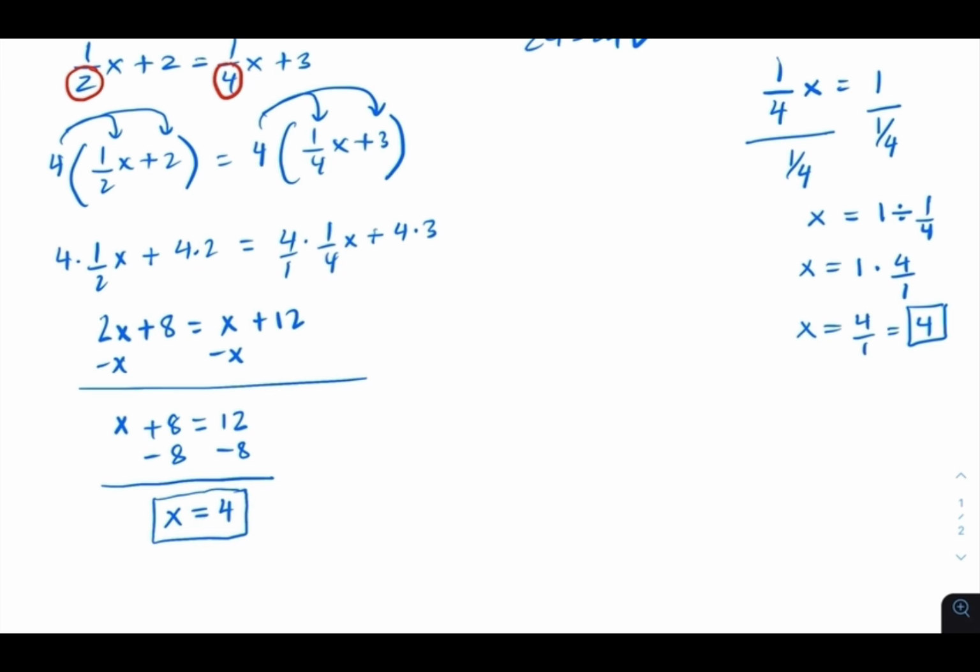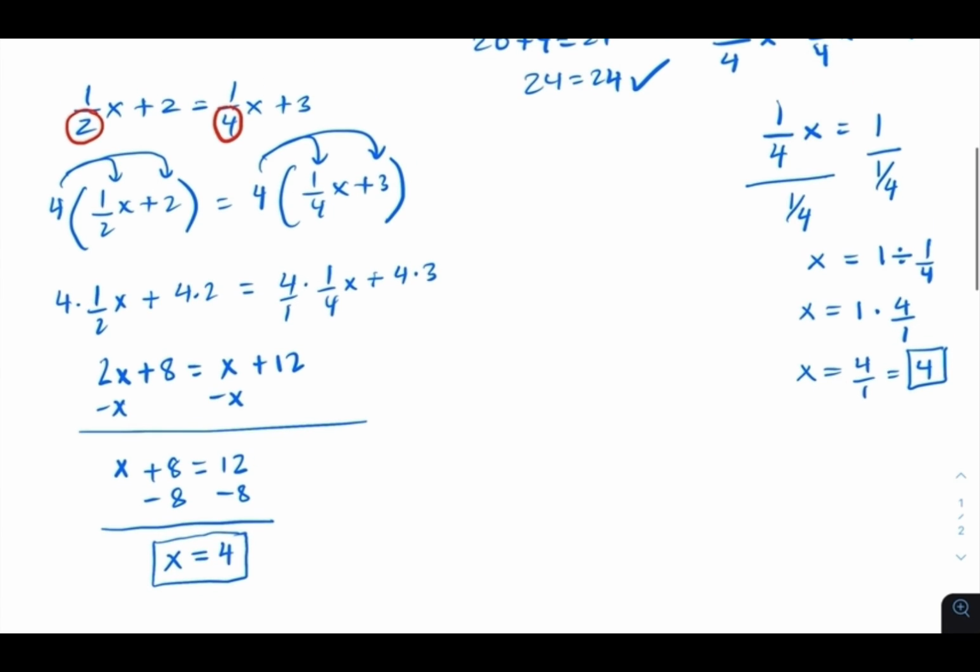So no matter which method you use, you still end up with that same answer, which is a 4, right? This second technique would be easier when you have fractions with denominators that are different on each part of the equation, okay?